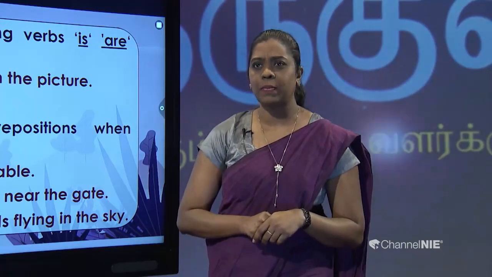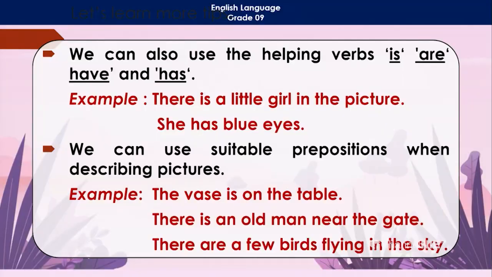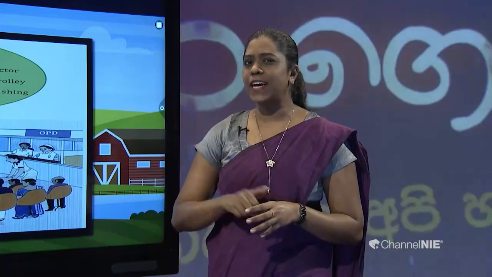Take a look at the slide, please. The vase is on the table. There is an old man near the gate. There are few birds flying in the sky. So, the prepositions on, near and in can also be used when you are making or constructing your sentences to describe pictures.